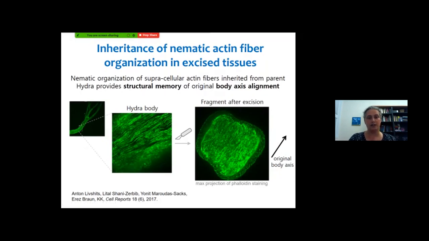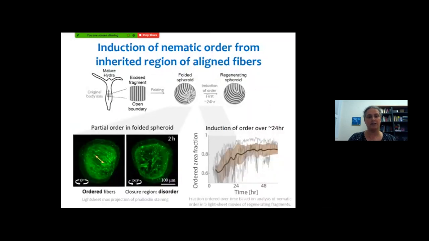Now, during regeneration, the first thing that this flat piece of tissue does is fold into a spheroid. When it folds into the spheroid, the nematic orientation cannot be maintained everywhere. And indeed, when we look at these folded spheroids, here you can see an image of a spheroid done by light sheet where you see the front and back part of the same spheroid. In half of the spheroid, you see this very nice array of actin fibers. This is the central part of the fragment where the fibers are maintained, whereas on the other side, in the region of the closure, we see that the fibers have disappeared.